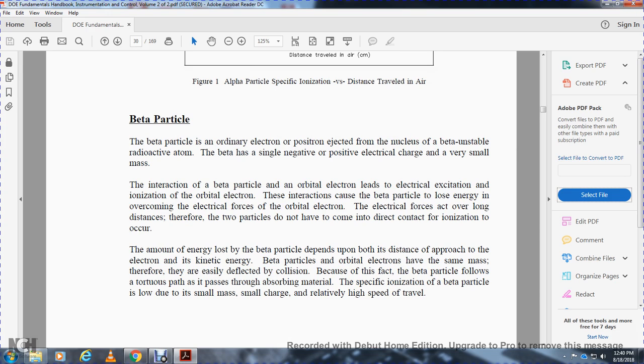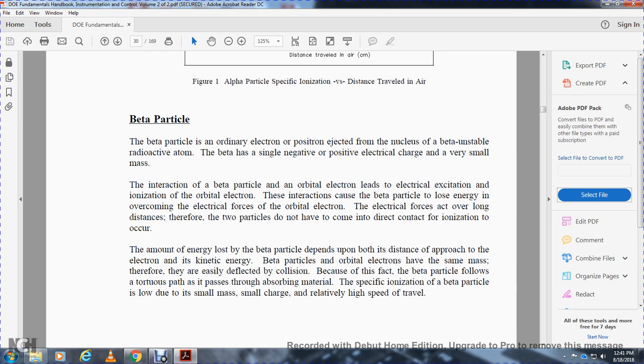The beta particle loses energy by overcoming the electrical force of the orbital electron. The electrical force is active over a long distance, therefore the two particles do not have to come into direct contact for ionization. The amount of energy lost by the beta particle depends on both the distance of approach of the electron and its kinetic energy.